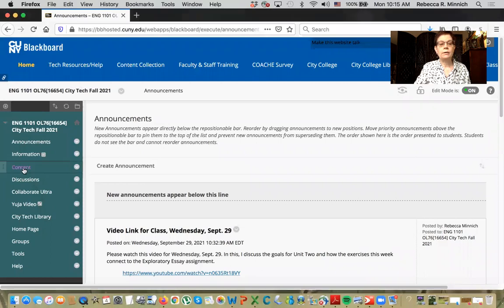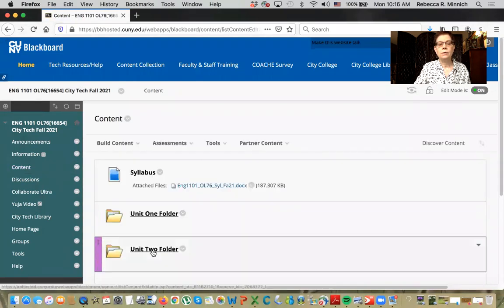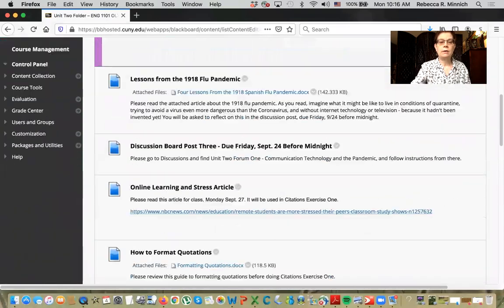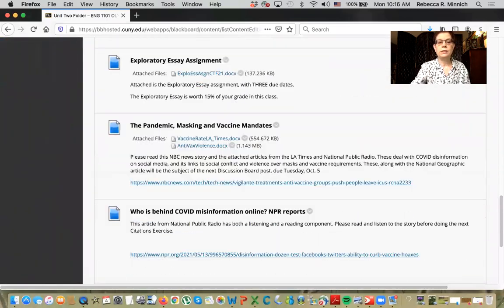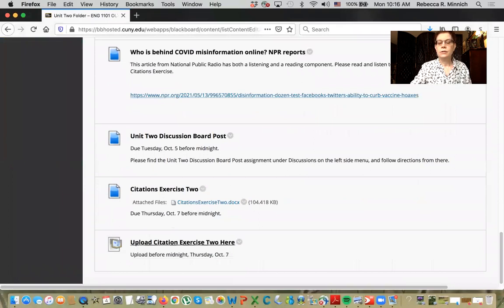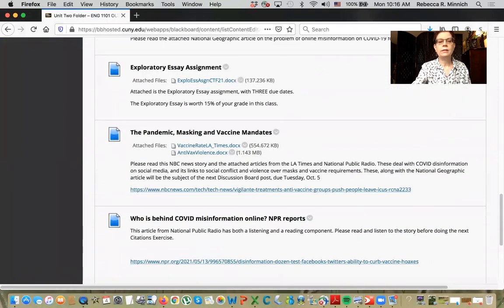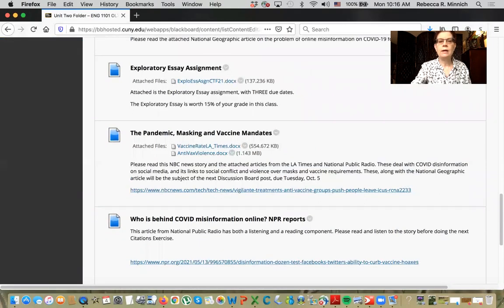So here we're going to go into content from our home page. And we're going to Unit 2. Opening up the Unit 2 folder, we're going to scroll down and I will show you what's new since the last class. So what we have here, if we look at this collection of readings right around the exploratory essay.